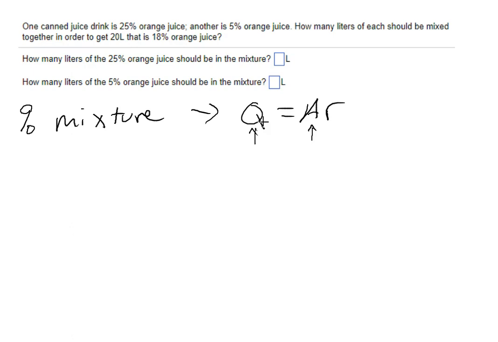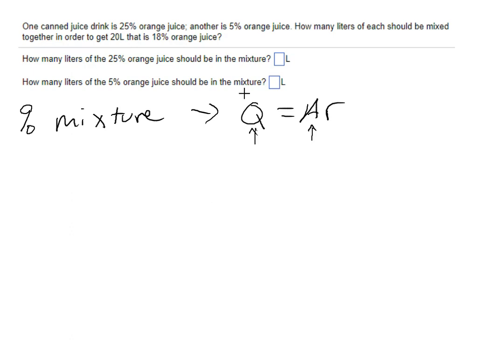So you're going to find how many ounces of orange juice is mixed in with however many ounces of the canned juice drink you have altogether. I know it's confusing because they're both called juice, but Q is specifically the amount of orange juice, whereas A is just the total amount of juice altogether. I hope that made sense.